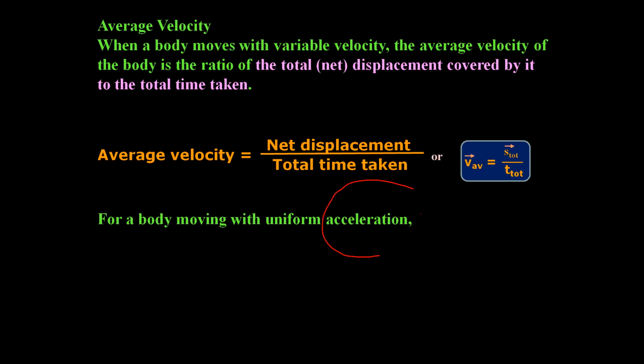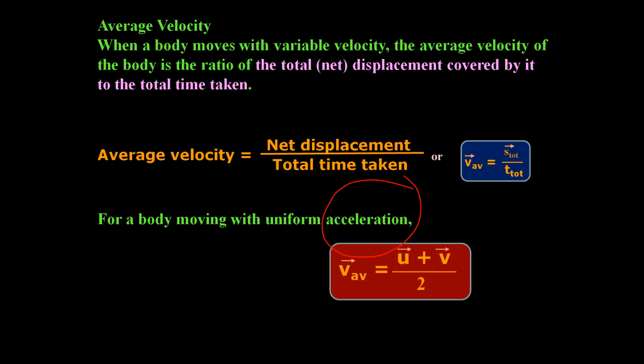Coming with a new term, right? Acceleration. Don't worry, we will discuss acceleration in one of our forthcoming videos. Please do wait for it. So when an object is moving with uniform acceleration, we can find out average velocity by using the formula (u plus v) by 2, that is, the sum of initial and final velocities divided by 2.